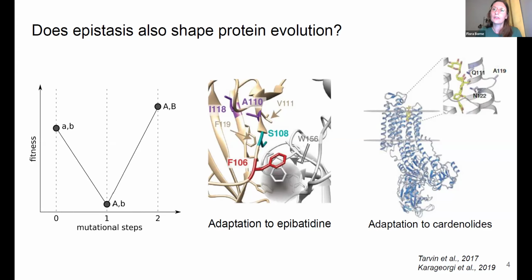And similarly, you have kind of the same thing in the adaptation to cardenolides in insects. So cardenolides, again, are toxic compounds produced by some plants. And a lot of insects have evolved resistance by mutating sites close to the interaction of the toxin binding. And again, mutations at sites 111 and 122 can confer resistance, but they also imply a lot of deleterious effects that can be compensated by other mutations close by, like this 119 mutation.